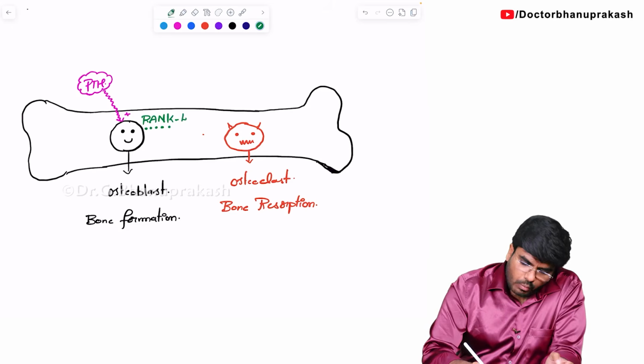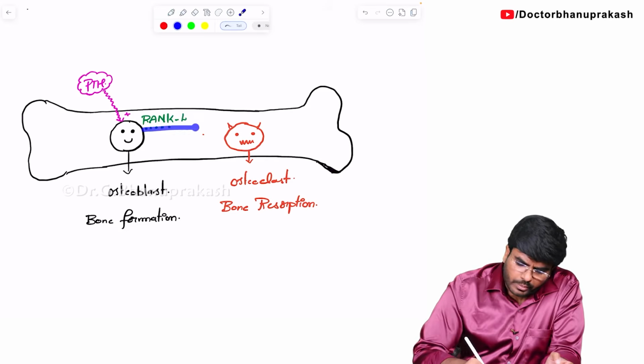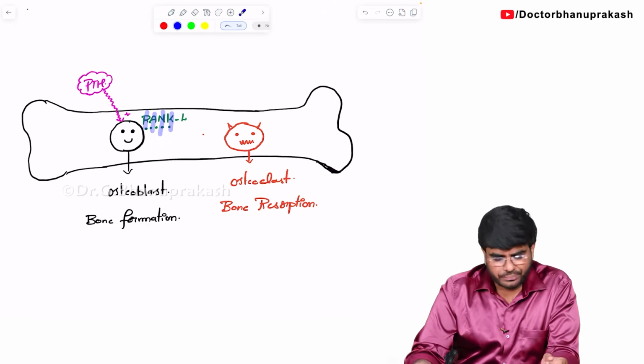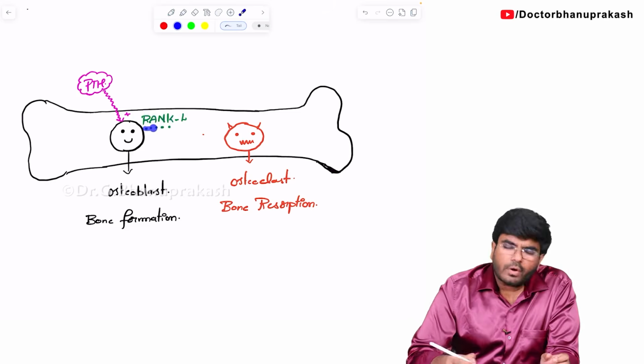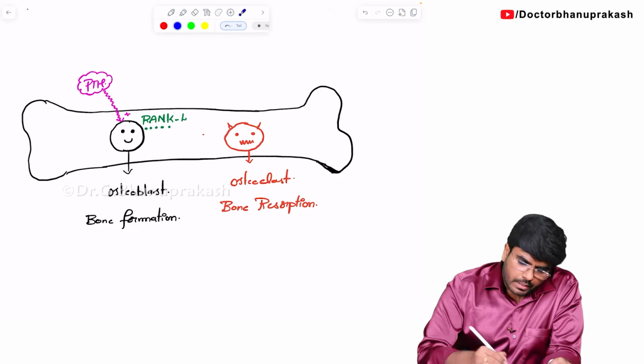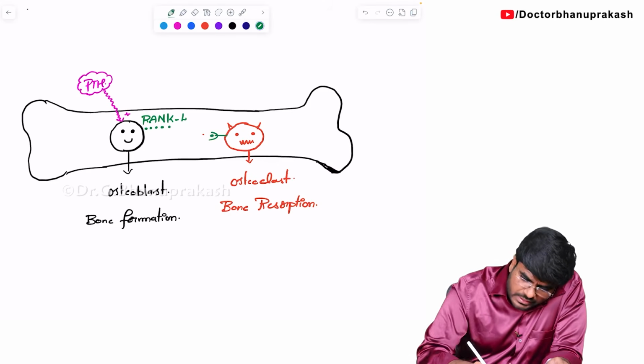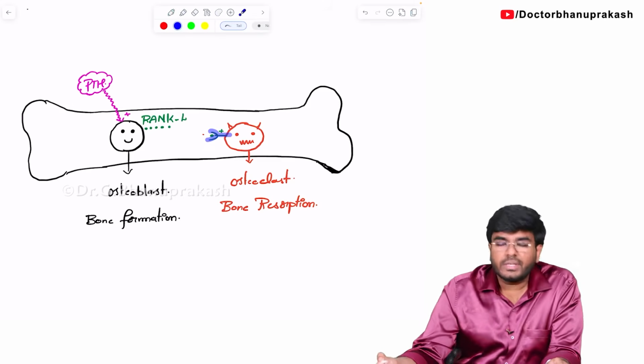Now, what is this RANK ligand going to do? No need to remember the full form of RANK. It's receptor activator of nuclear factor kappa B. So, no need to remember the full form, just remember RANK. It's a chemical. Now, where is this RANK going to act? The RANK is going to come and act on the osteoclasts. So, what is this? This is a RANK receptor. Here, what I am showing you, this is a RANK receptor.